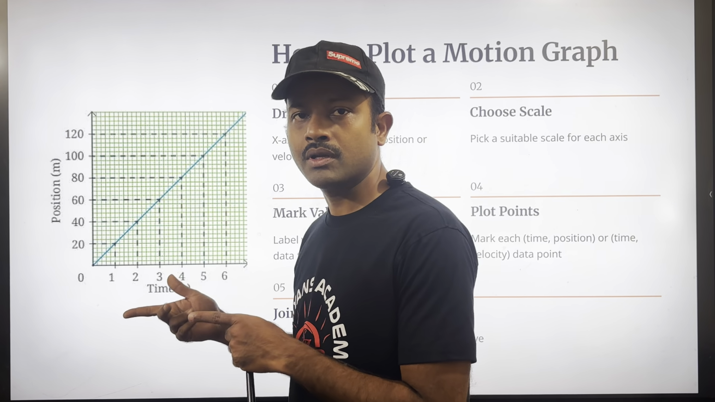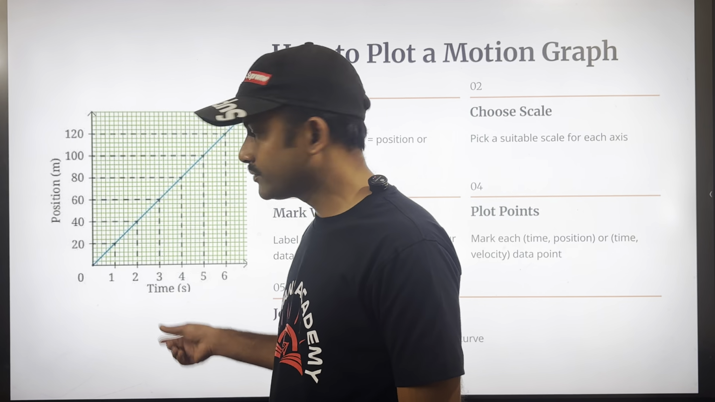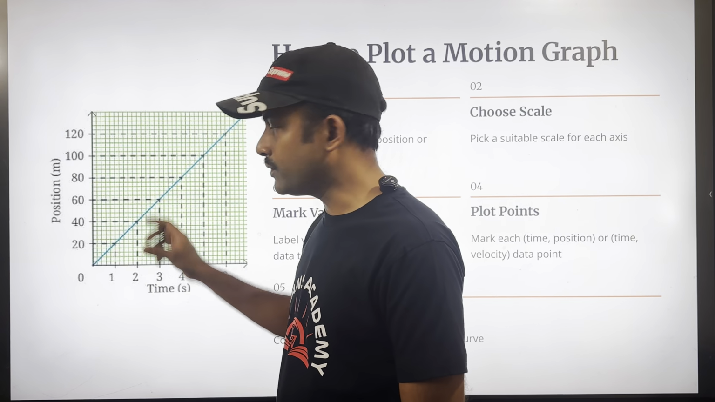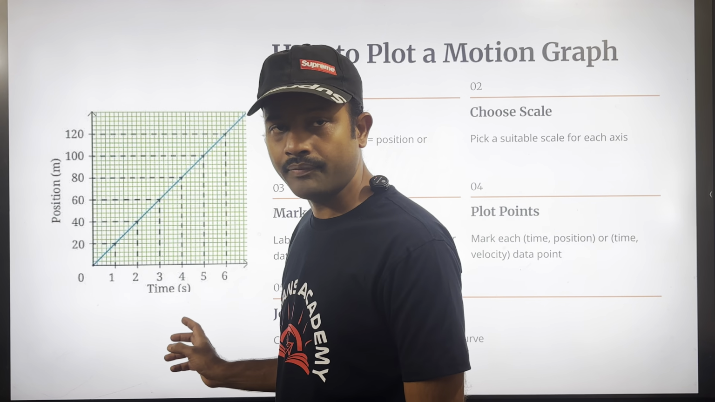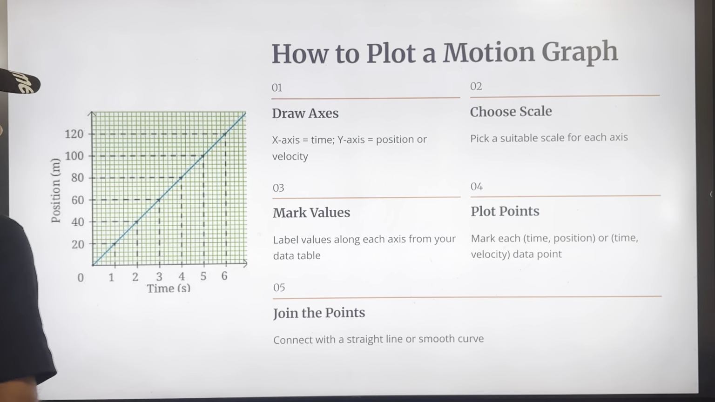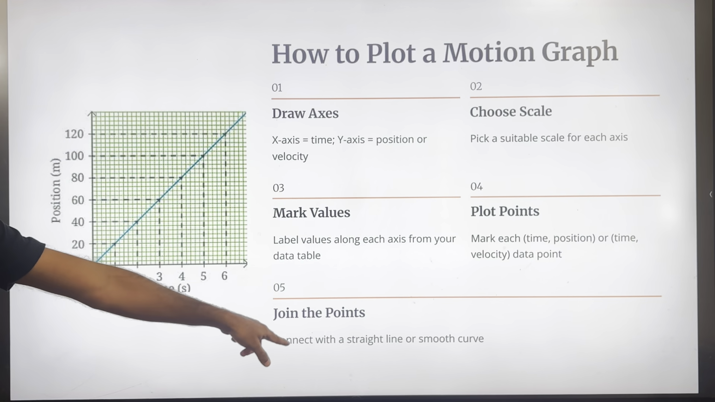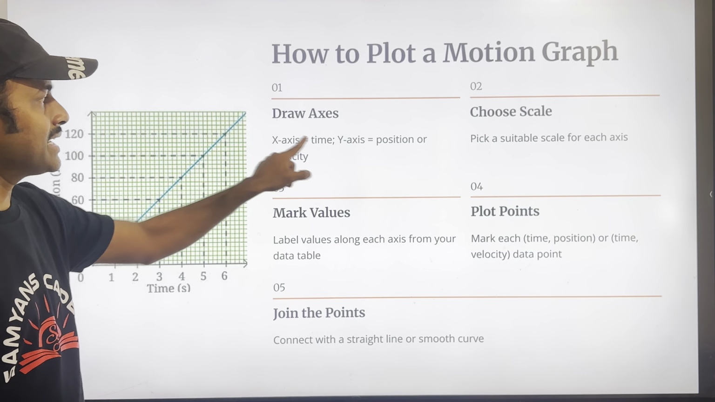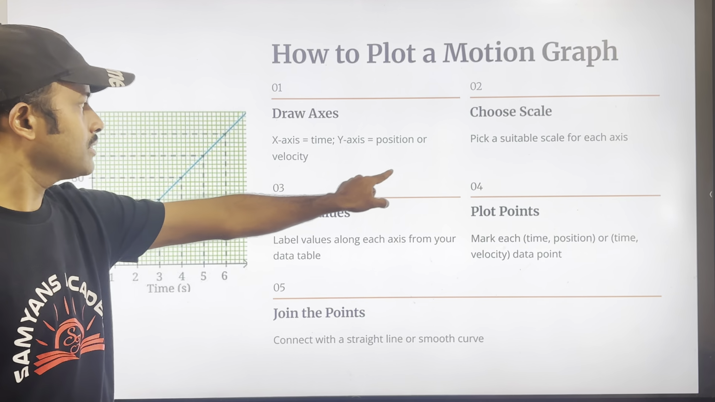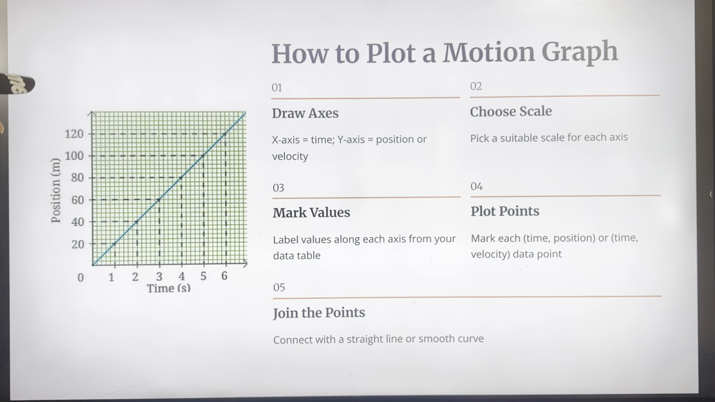Why is it uniform motion? Because this graph represents equal distances in equal intervals of time. The object is moving equal distances in equal intervals of time, so it is said to be uniform motion. When you plot the graph, you have to consider all these points. Draw the axes: on the x-axis give the time, on the y-axis the position, and this position-time graph gives you velocity.